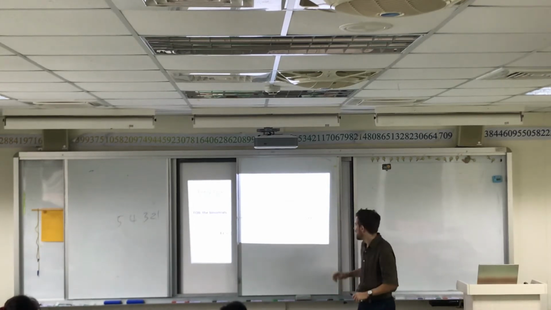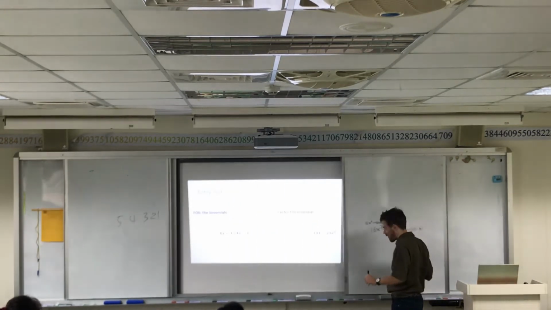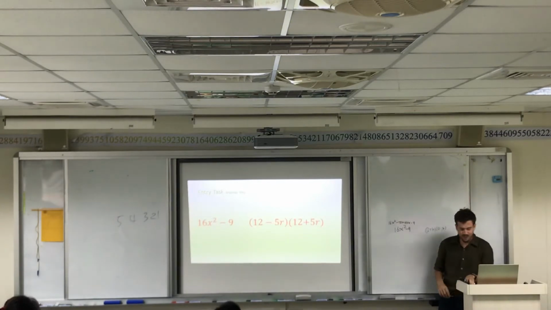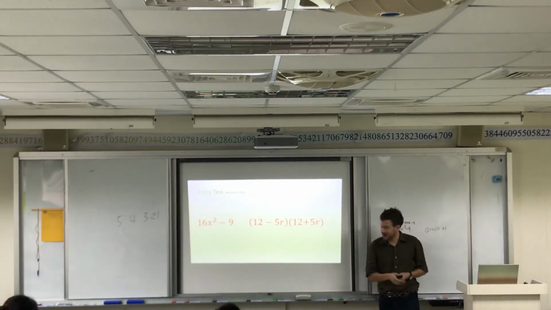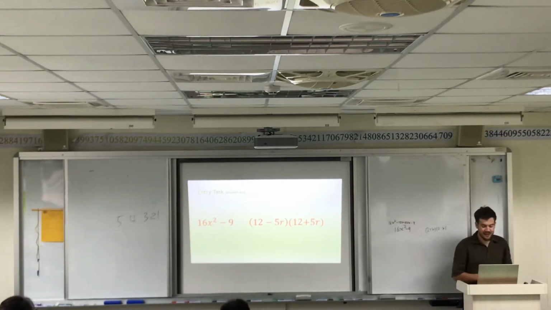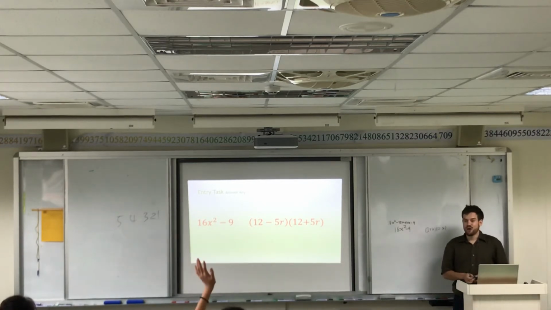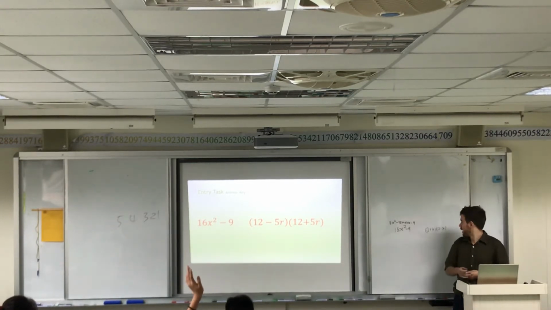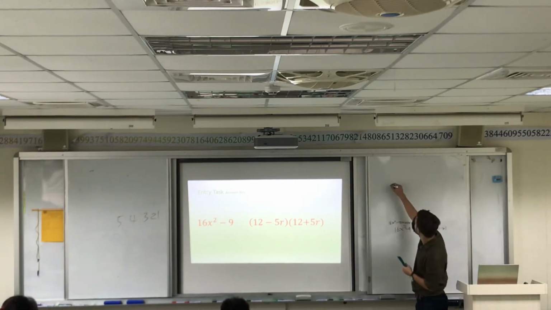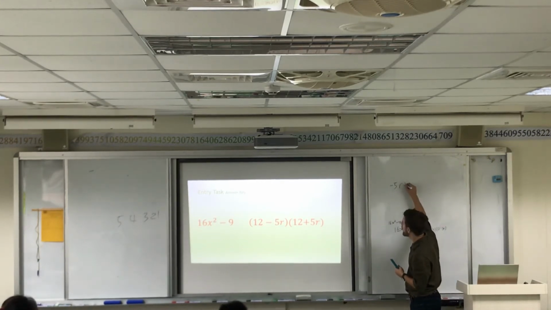All right, well done, Gavin. So yes, Gavin got the answers correct. Here they are. 16x squared minus 9. 12 minus 5r times 12 plus 5r. Yes. Right, negative 5r plus 12, and then 5r plus 12. I think that's the same answer.